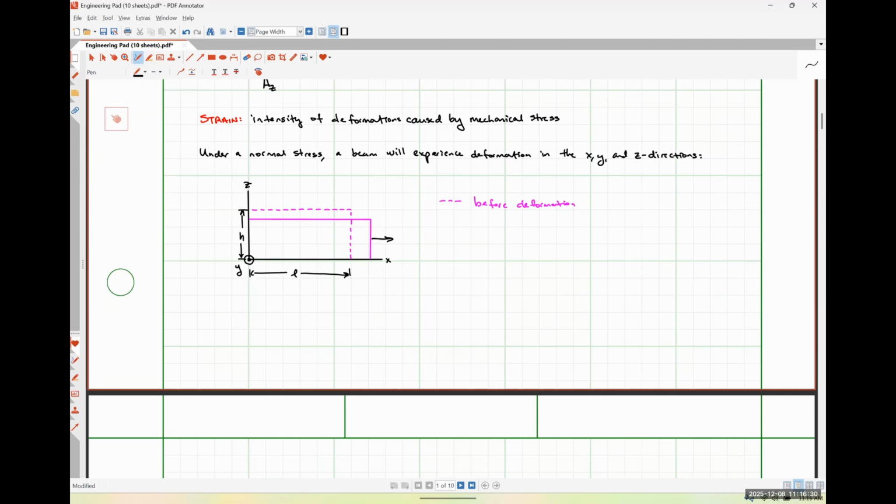So here's our force acting in this direction. And we've seen that the length of our beam has increased by some factor delta L, and the height of our beam has changed by some factor delta H. Okay. So we're going to say, actually, let me do this. Solid line is after deformation, just so we can all make sure that we're catching.